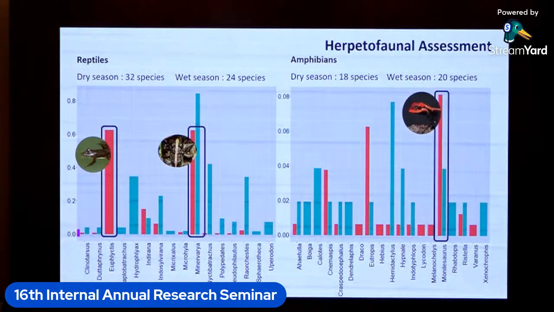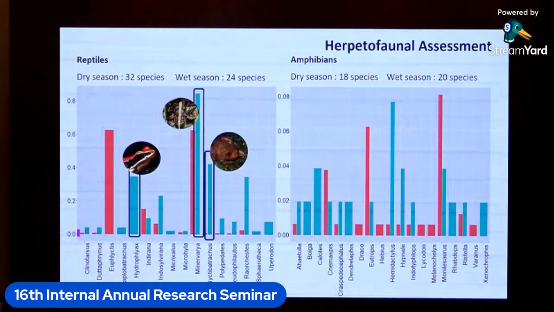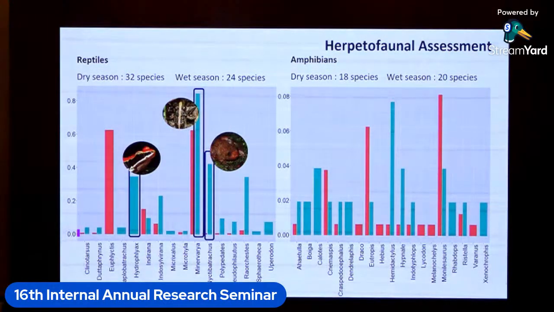So we noticed that in some of the stagnant water bodies, the amphibians, skittering frogs and cricket frogs, were most abundant during the dry season. While in the wet season, we saw that certain ranidae and night frogs were more abundant.